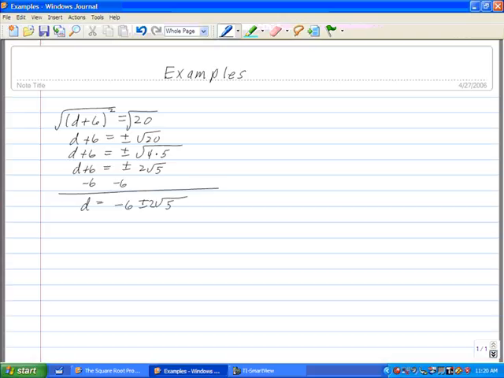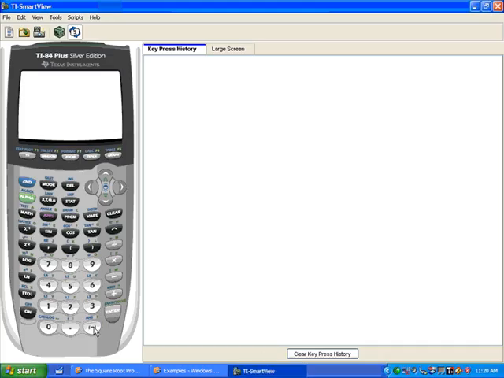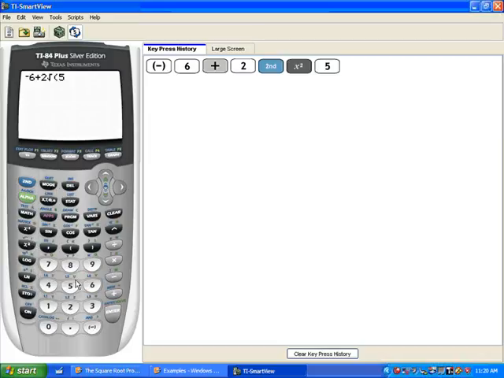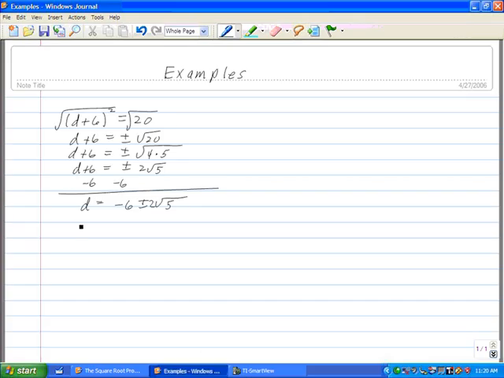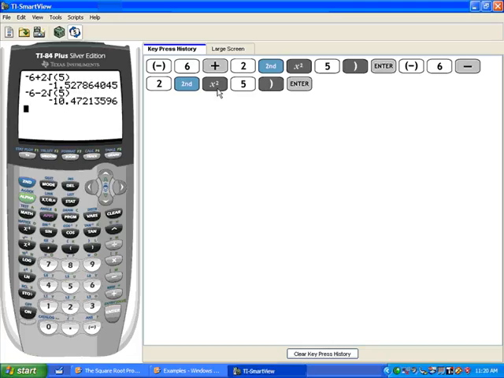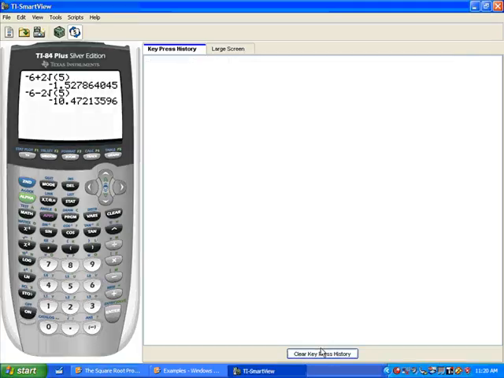But if you want to know what they actually equal, you have to go to the calculator, where we can type in negative 6 plus 2 square roots of 5, and you find that one of your solutions is approximately negative 1.5, and the other one, when you approximate it on the calculator, is approximately negative 10.5. So there you have an exact solution and the two approximations of that exact solution.